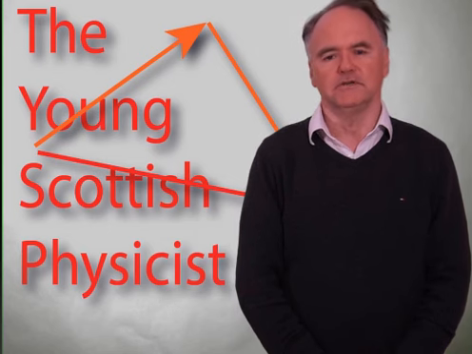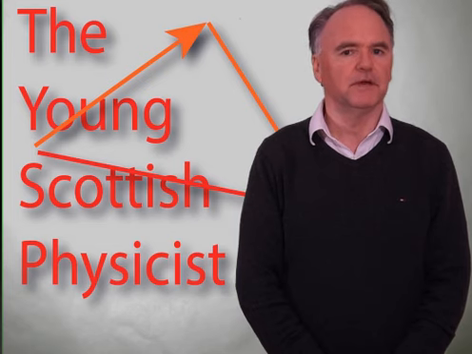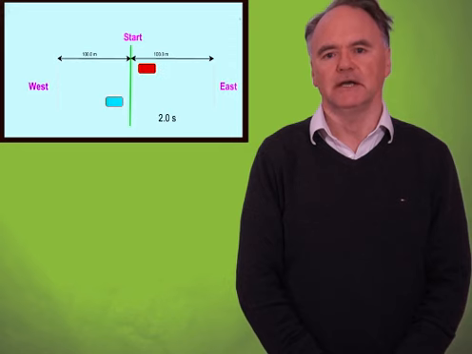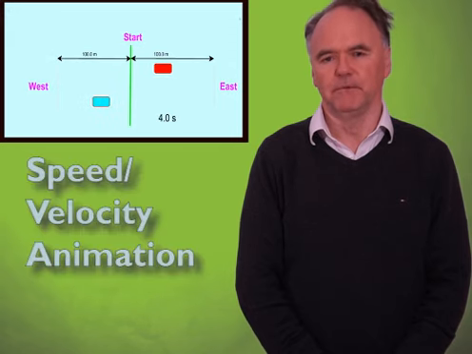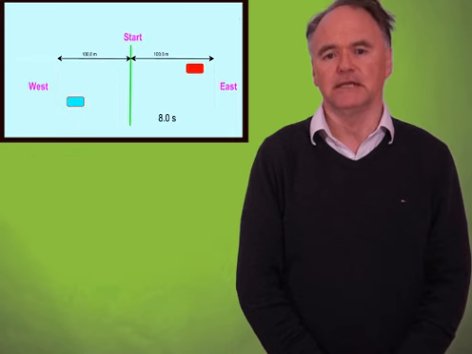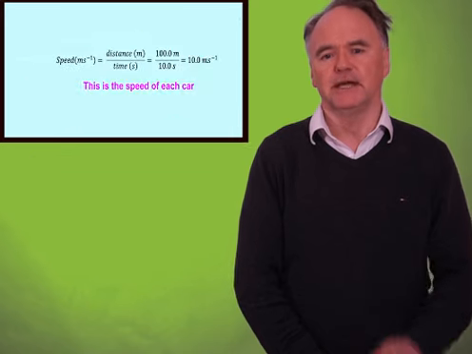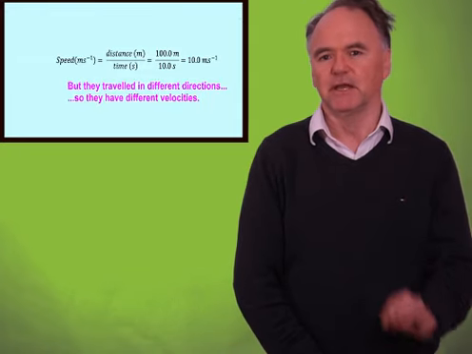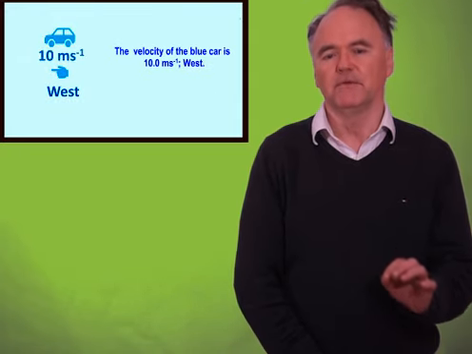Okay, let me illustrate this using a very simple video. Here we've got the blue car going west and the red car going east. Both have got identical speeds. Both are covering 100 metres in 10 seconds. This means they're covering 10 metres in 1 second, and that's how we quantify speed. But their velocities are different.